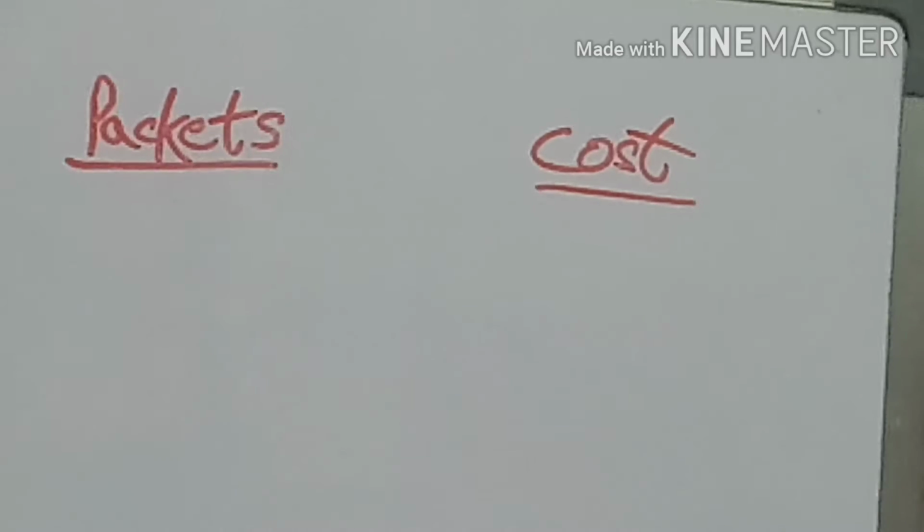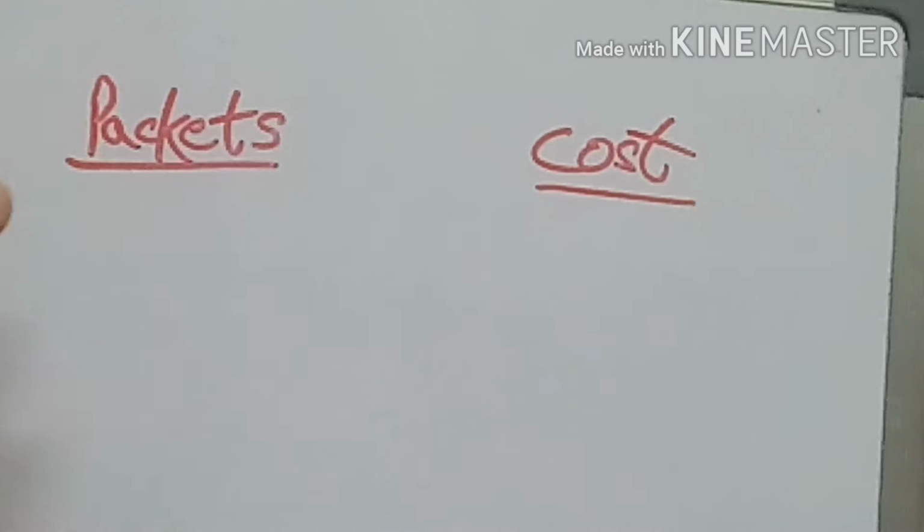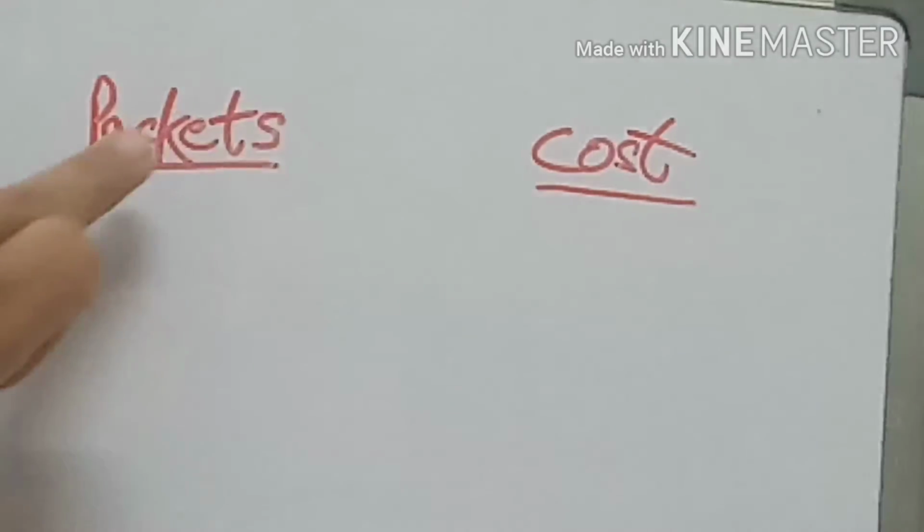Based on the problem, we need to work it out like this first, initially, in order to understand what we need to do. So now there are two aspects, right? Packets of crayons I have written as packets, and the cost should be written like this.